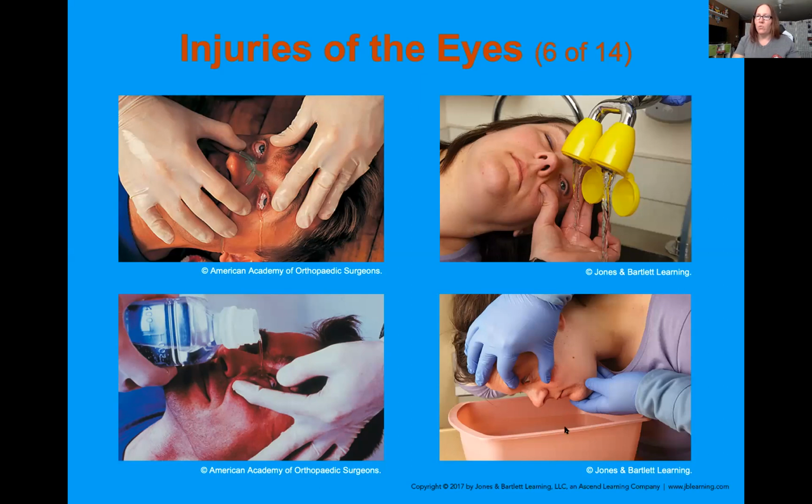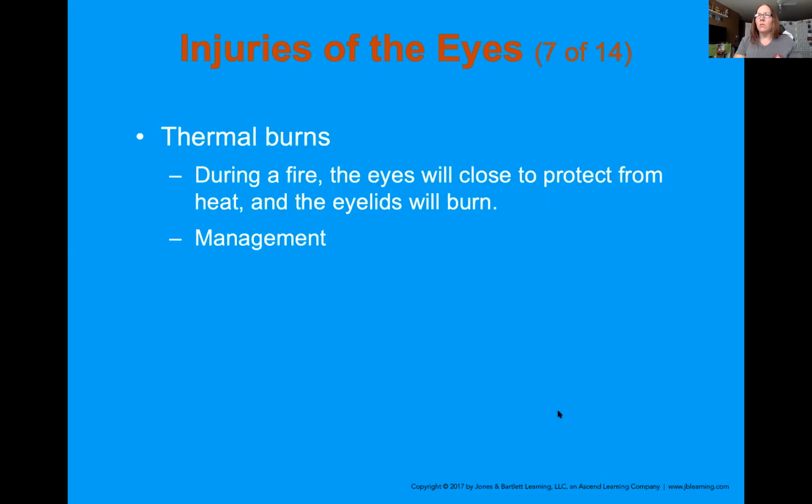I don't have a basin, nor do I have that much water in my ambulance, but we need to use some common sense with those things. Other things to deal with the eyes are thermal burns.